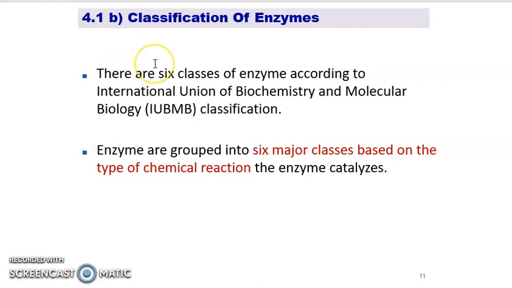Now we look at the classification of enzyme. Okay, so actually how many classes of enzyme that you have to know? So there are 6 classes of enzyme according to International Union of Biochemistry and Molecular Biology classification. So ada 6 kelas semua sekali. So how are enzymes grouped into the 6 classes? It is based on the type of chemical reaction the enzyme catalyze. Okay, so let's say if the question asks you how enzyme is classified, so this is the answer. Based on type of chemical reaction, the enzyme catalyze.